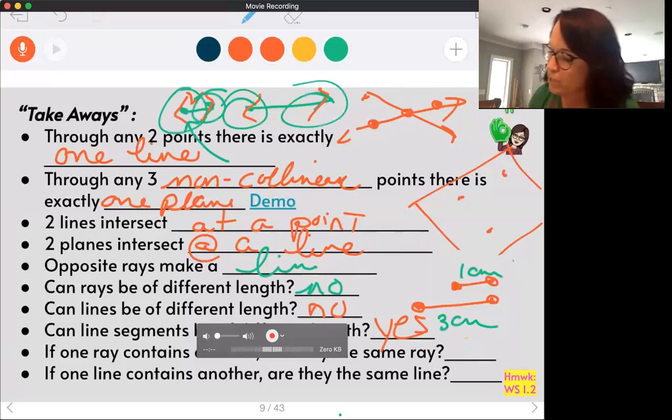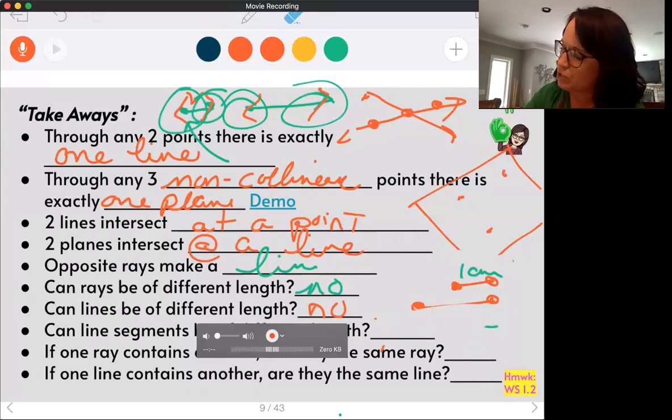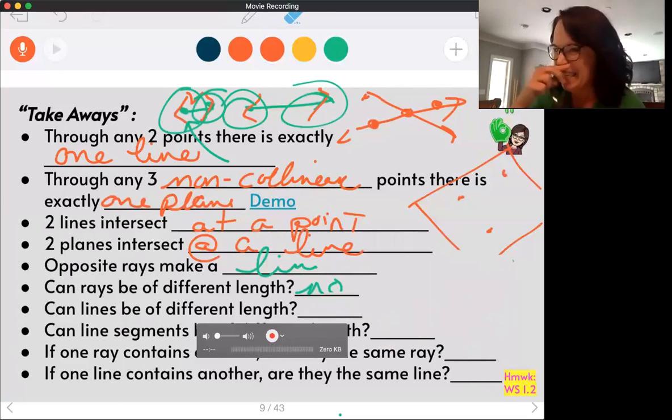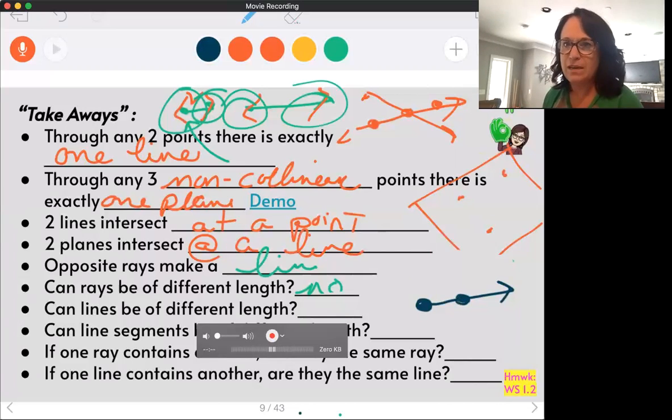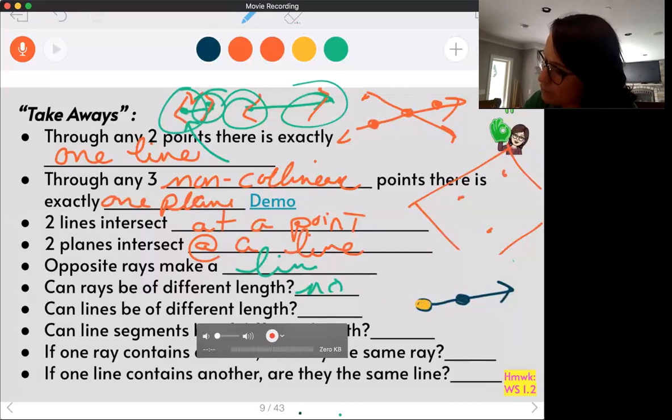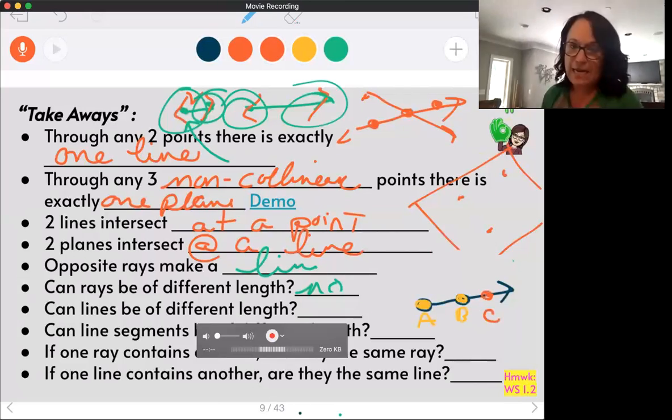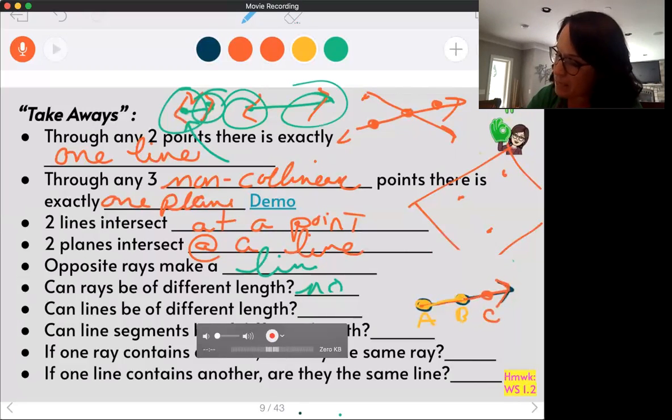If one ray contains another, are they the same? It's a tricky question. I actually think it might be on your worksheet. If this was an always, sometimes, never question, it could actually be sometimes, because with ray AB and ray AC, you'll notice that AC contains AB.